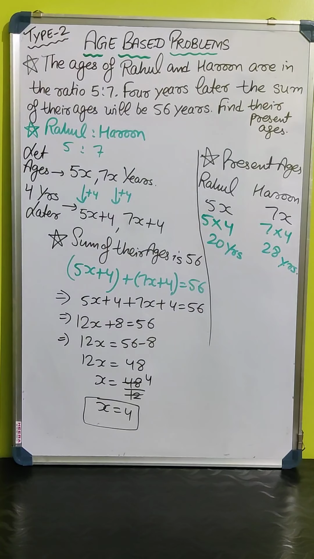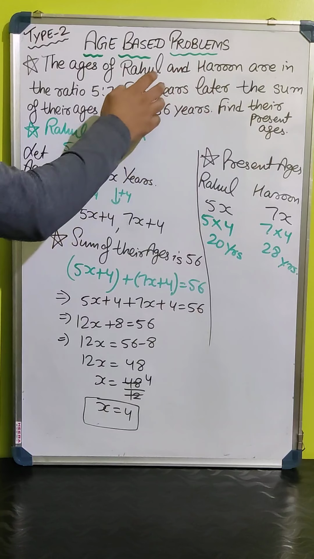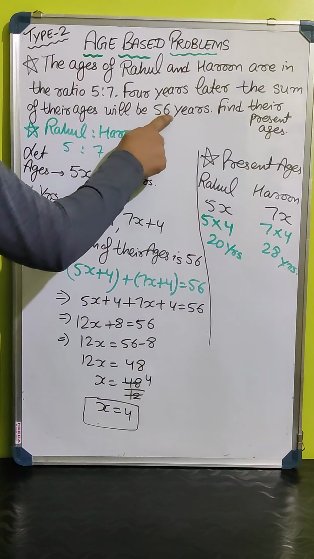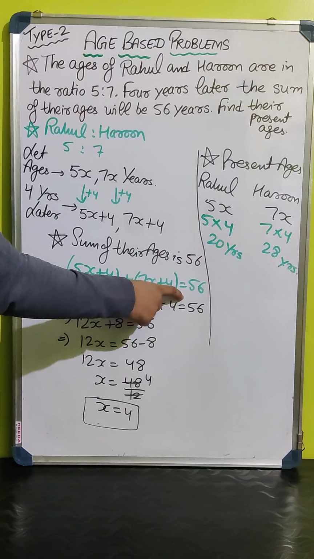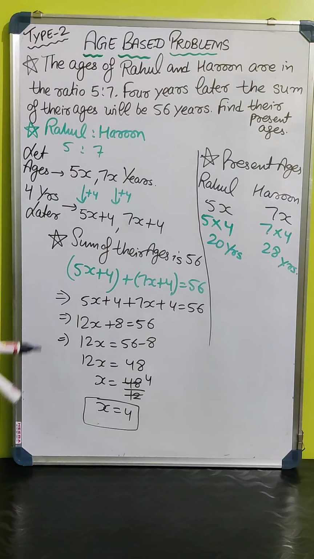Simple. Understood, everyone? So simply, whenever the age is given in the ratio, let them be in the form of x or y, whatever you want. Then apply the condition they are giving. They are talking about the before or the after. Write down their age 4 years later. 4 years later means you have to add. Now take the condition they are asking about: the sum of their ages will be 56. Simply find out the value of x and put the value of x. Then these are the ages of Rahul and Harun. Simple. So these types of questions will be there. Okay.